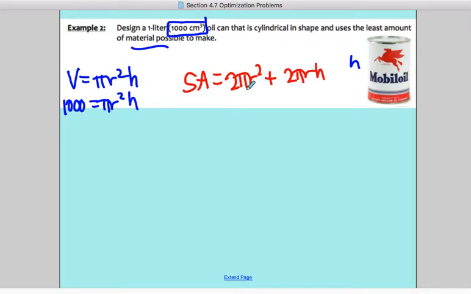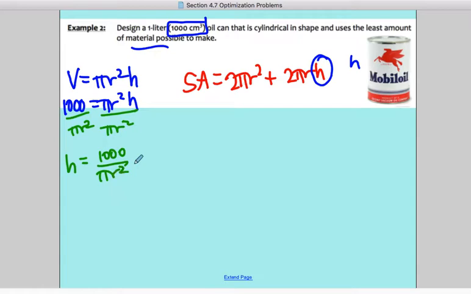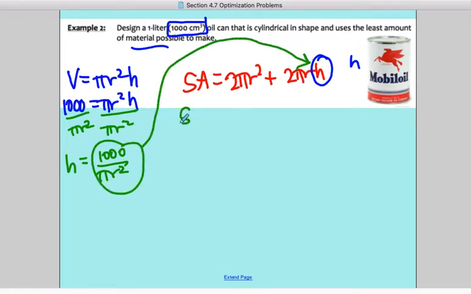So looking at this equation, I have an r squared here and an r and then an h here. There's only one h, so I'm thinking it'd be easier to get h by itself and then substitute it in here. So let's go ahead and do that. We will have, getting h by itself, divide by pi r squared. So h will equal 1,000 over pi r squared. Taking all of this, plugging it in for h, and then we're going to simplify. So our surface area will equal 2 pi r squared plus 2 pi r, and then I have 1,000 over pi r squared.